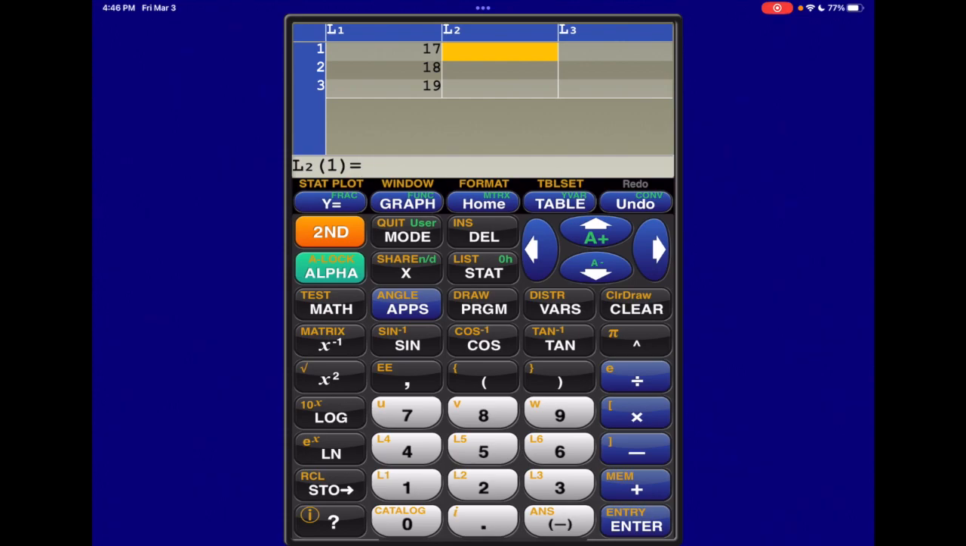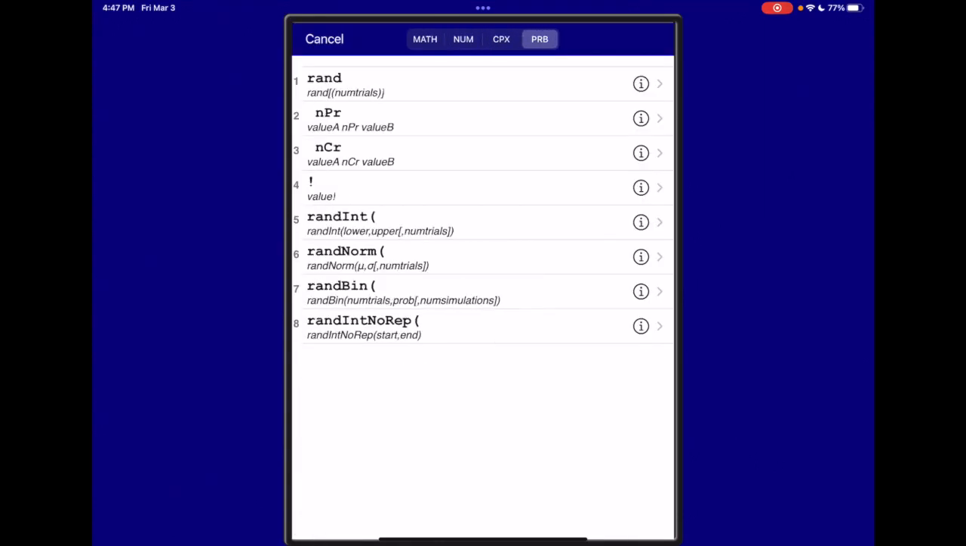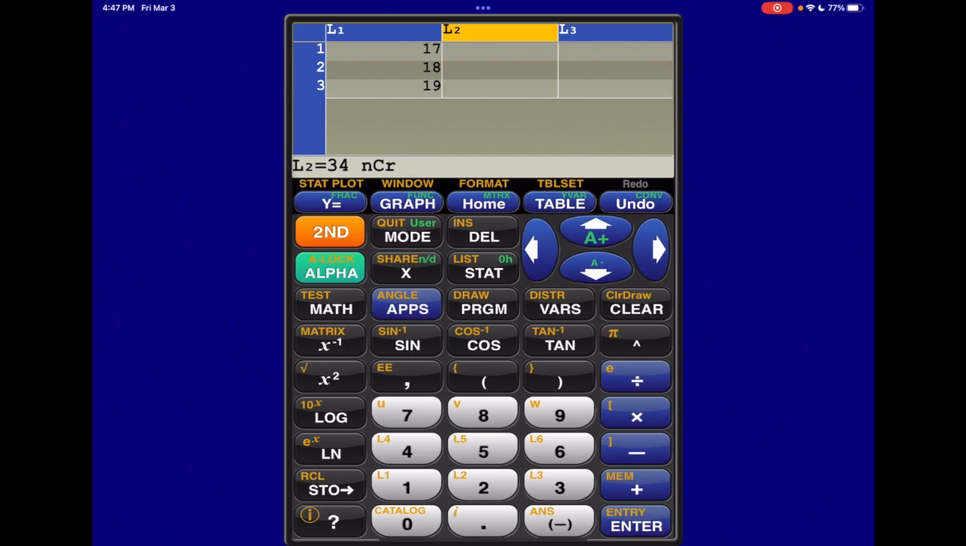So in L2, we want to put a formula that uses those x values. When you want to do a formula for a whole column, you don't start in the first cell, but use the up arrow to highlight where it says L2, and this is where we're going to type our formula. So our formula for a binomial probability calculation is n, which is 34, and then choose, so math, probability, nCr, and then we would put x, but our x values are in list 1, so I'm going to hit second and list 1, so that is my n choose x right there.